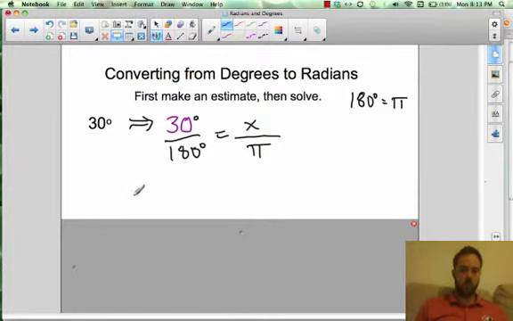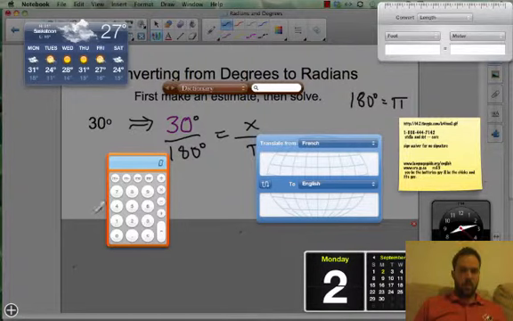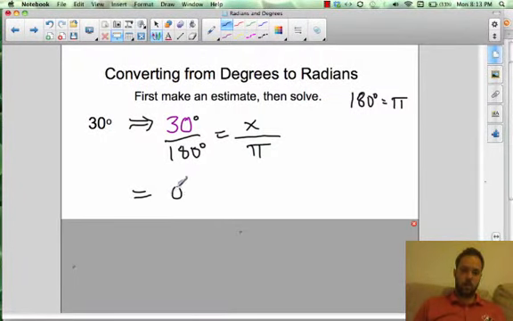So let's see what this would look like. We take 30 degrees and we multiply it by pi, which again is 3.14. We get 94.2. Now we divide this by 180 and we end up with 0.523 radians.